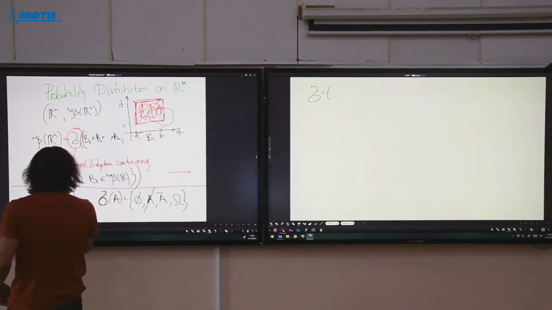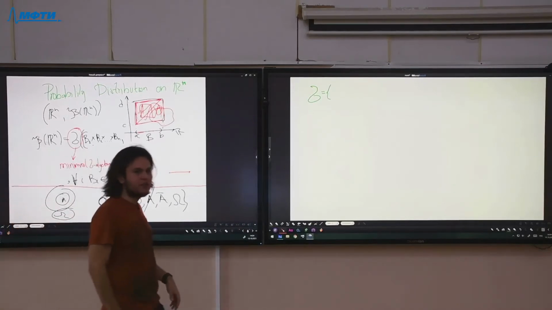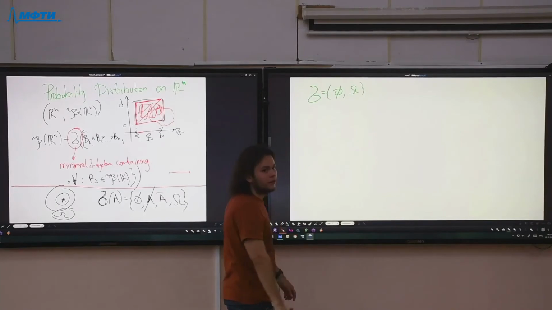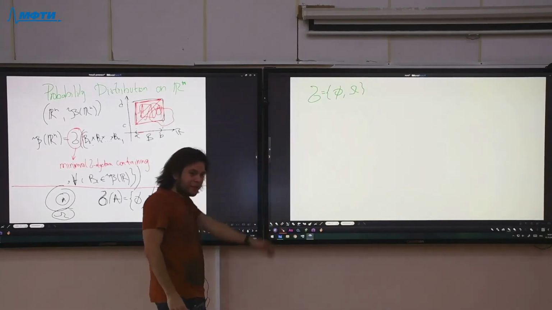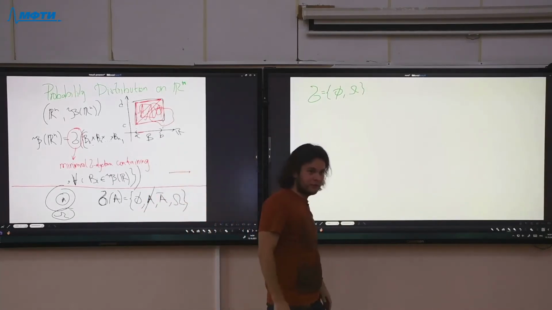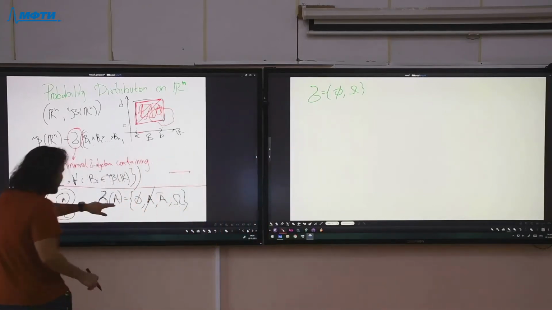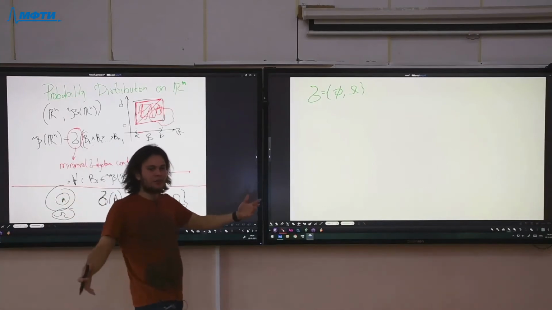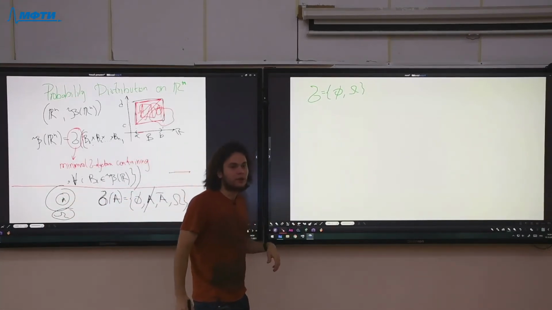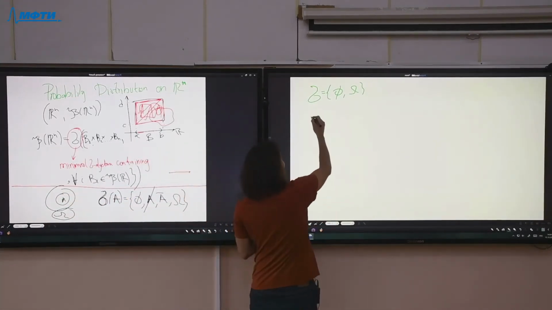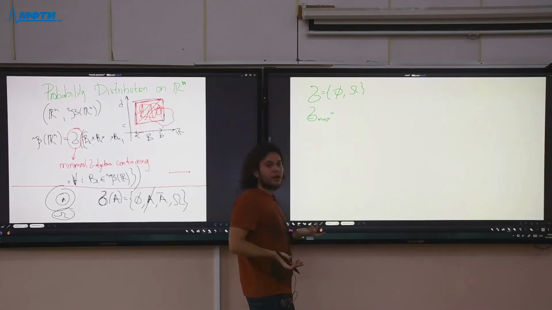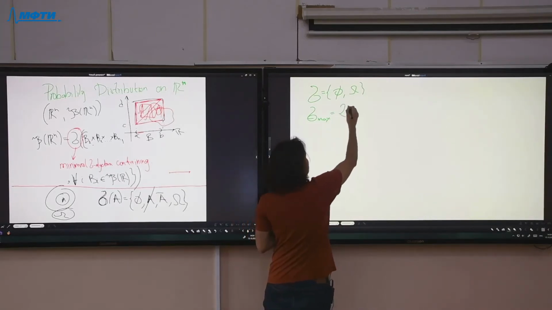We have a set omega. What is the minimal sigma algebra on this set? It is the empty set and omega itself, right? This is the minimal sigma algebra possible. Now, the minimal sigma algebra containing A is this one. And what is the biggest sigma algebra if omega is discrete or countable? So, like the max. It's the set of all the subsets. The power set, right?